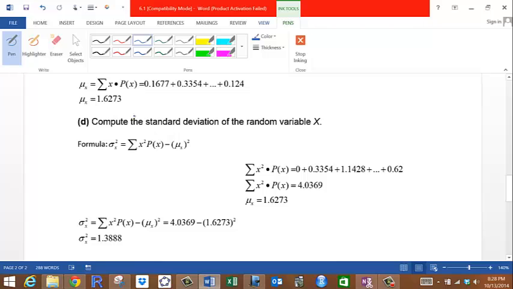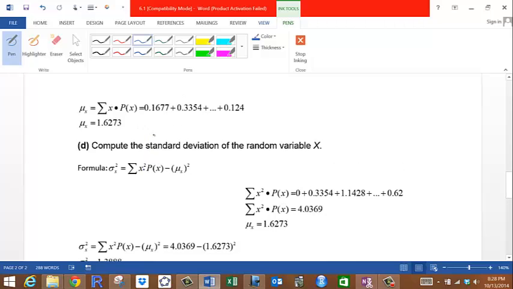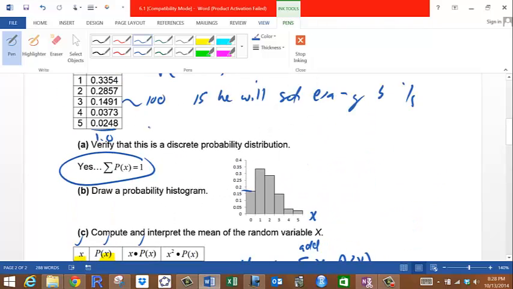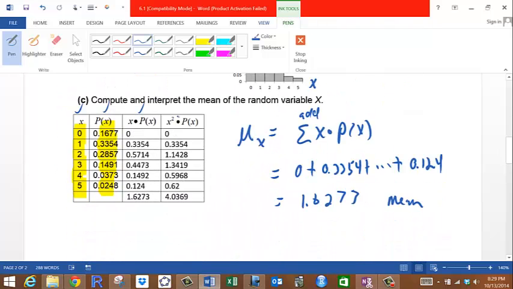Now, compute the standard deviation. We're going to use this formula, which is sigma squared sub x is equal to the sum of x squared times p of x, minus the mean squared. So that means we have to get a column called the x squared times p of x column. So let's go back up here, and that's why we get this x squared times p of x.